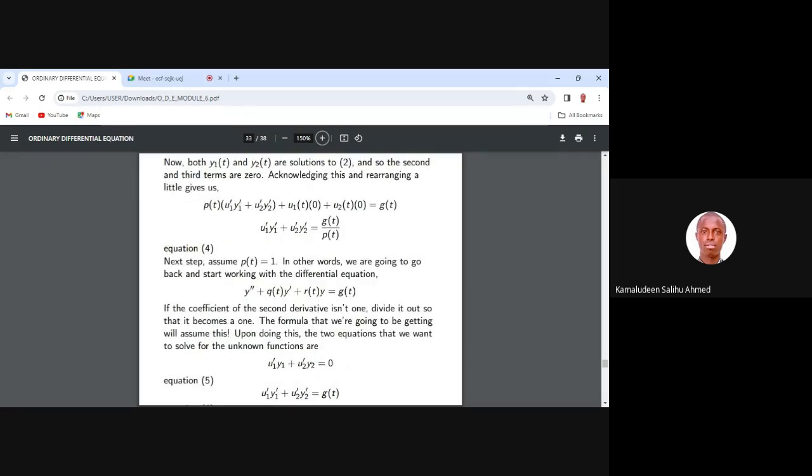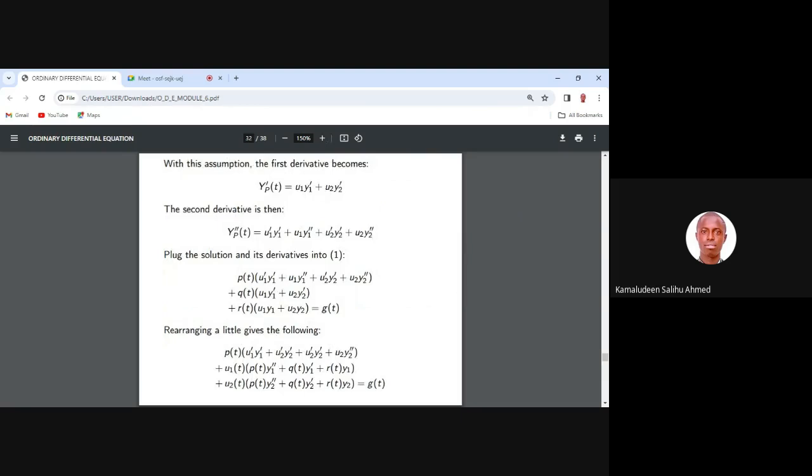Okay, now both y1 of t and y2 of t are solutions. And when they say something is a solution in a differential equation, it means that thing is equal to 0. So when you guess any number, you differentiate it the number of times you are given, then after substituting it back, you must have that solution back, which is the right hand side. This is claimed to be a solution, and so the second and third terms are 0. You see, when you say that y1 of t and y2 of t are solutions, so coming back here, where is the y?